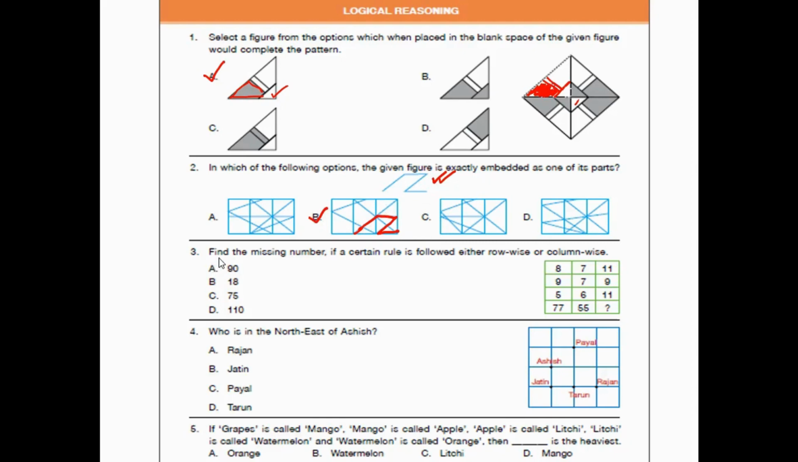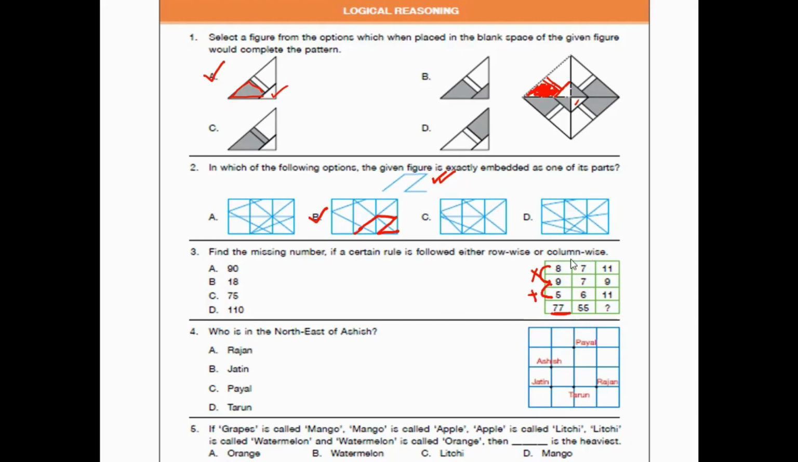Coming to question number 3. It is said to find the missing number if a certain rule is followed, either row wise or column wise. If you see here, if we multiply 8 into 9 and add 5 to the answer, we will get 77, correct?